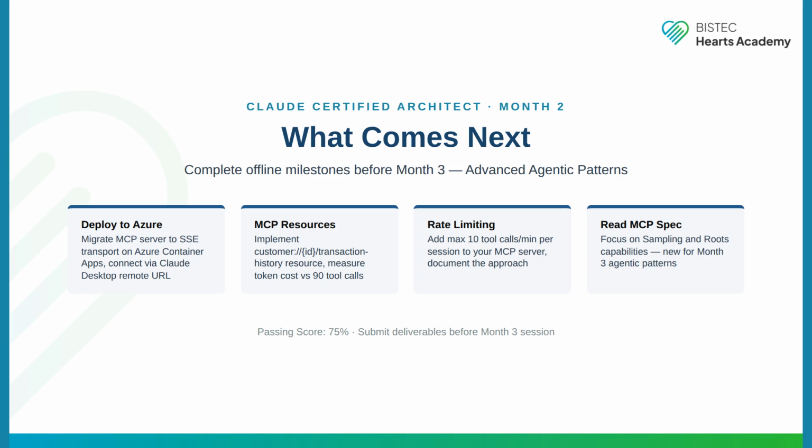The integration layer you built today is the foundation that everything in month 3 sits on top of. A well-designed MCP server with clean tool definitions, validated inputs, and structured error handling is what makes complex agentic behavior reliable rather than chaotic. Build it right, and the rest follows.